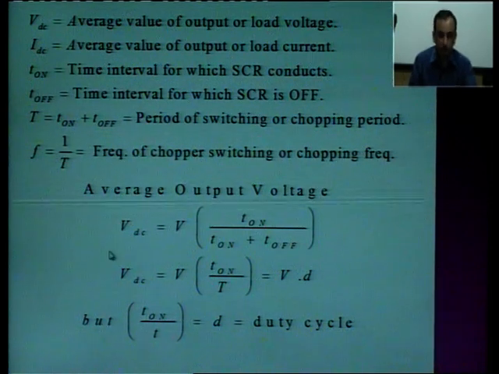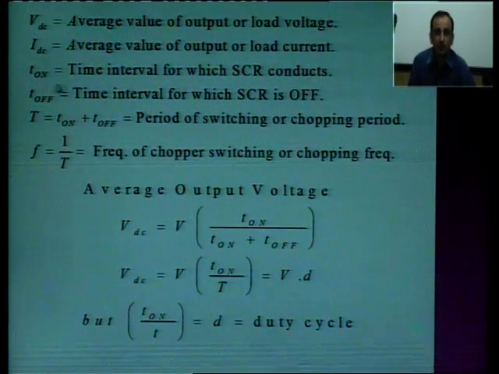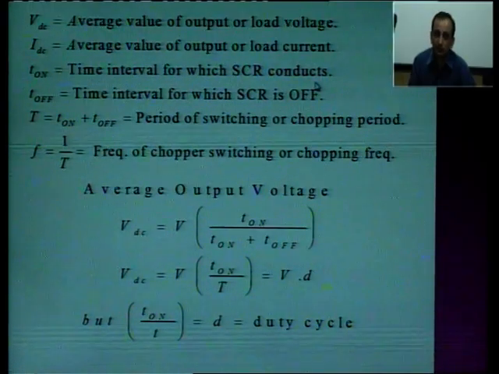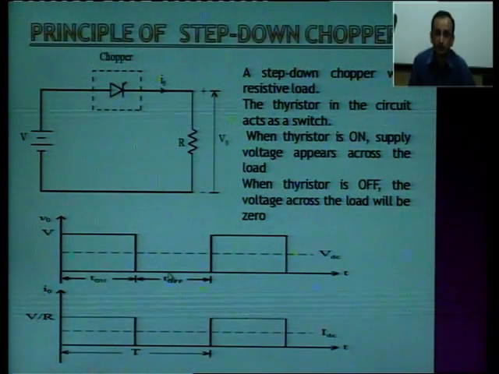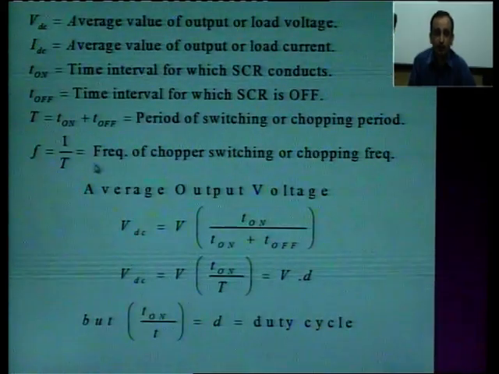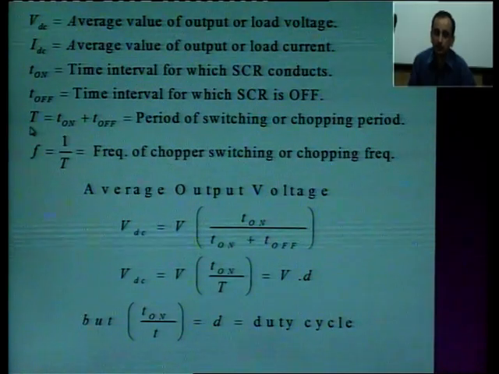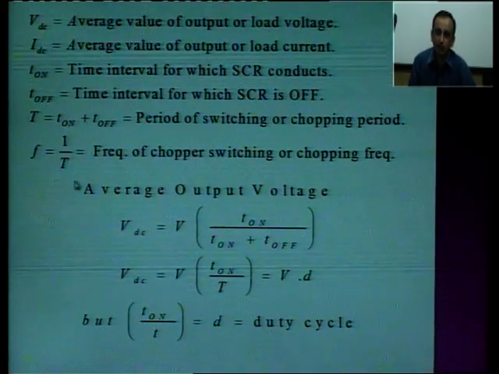Now, if we try to analyze it mathematically, let VDC be the average value of the output or load voltage, IDC the current passing through the load, T on the time interval for which the SCR conducts, and T off the time for which it is off. The current is IDC, and the voltage across the load is assumed as VDC. The total time, which is also the time period, is equal to T on plus T off. This is what we call the chopping period, and the frequency can be calculated by 1 by T, the simple relationship.